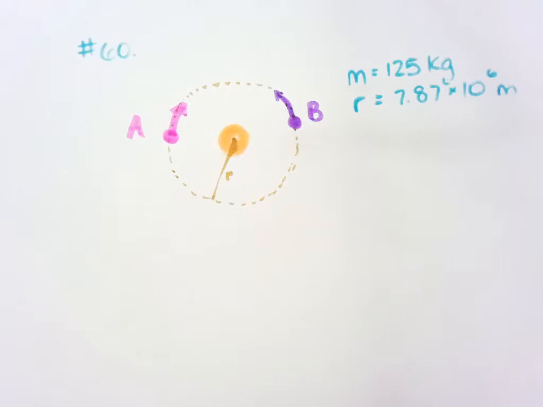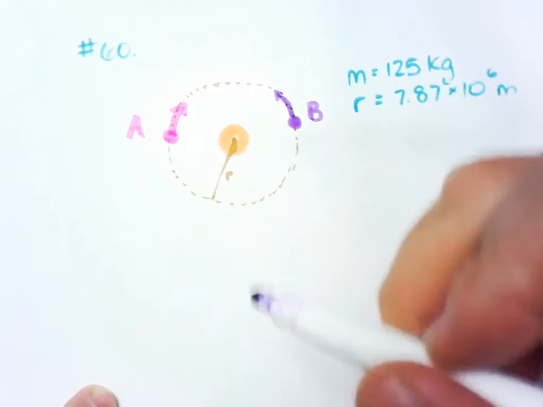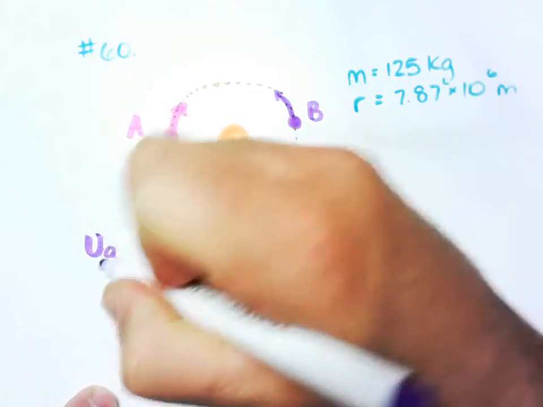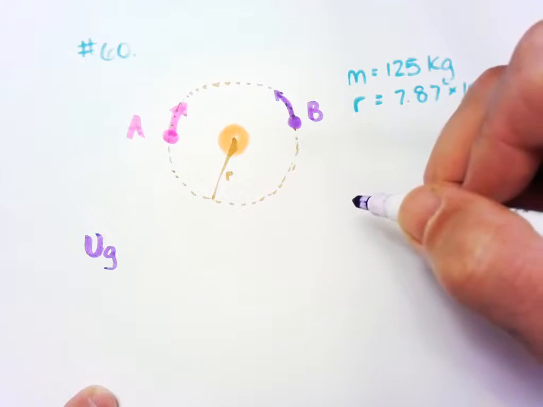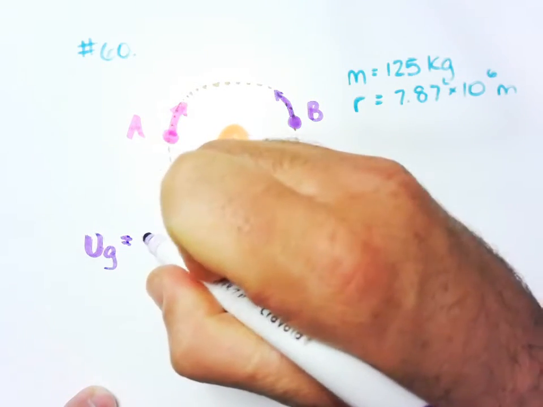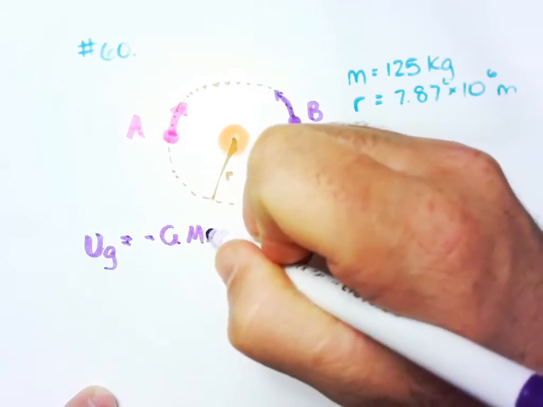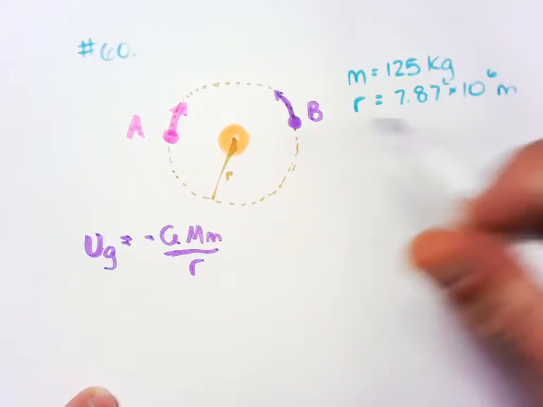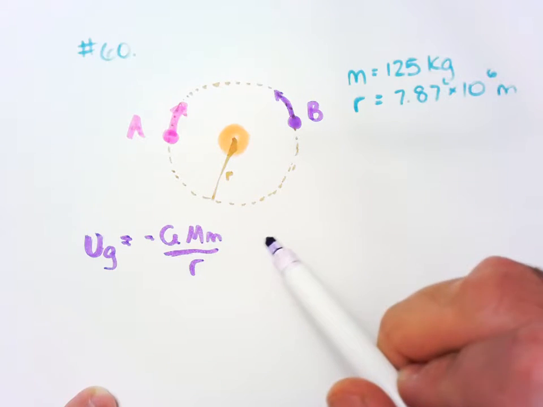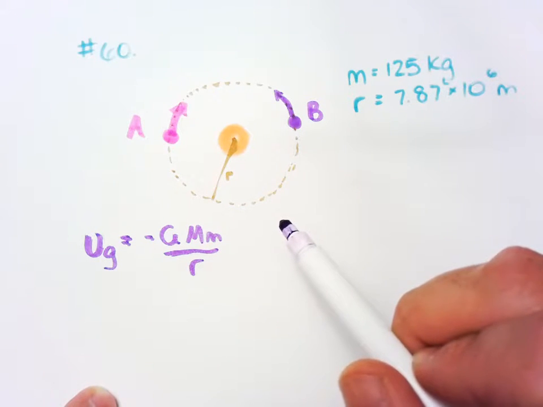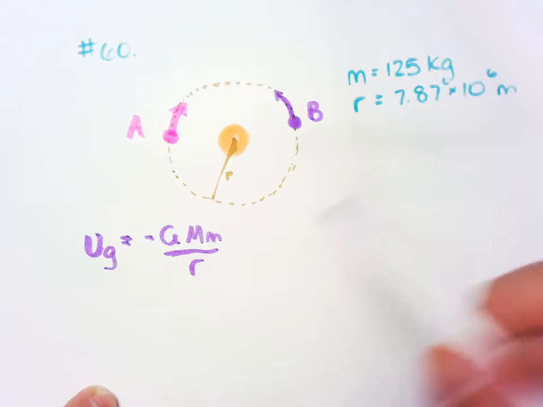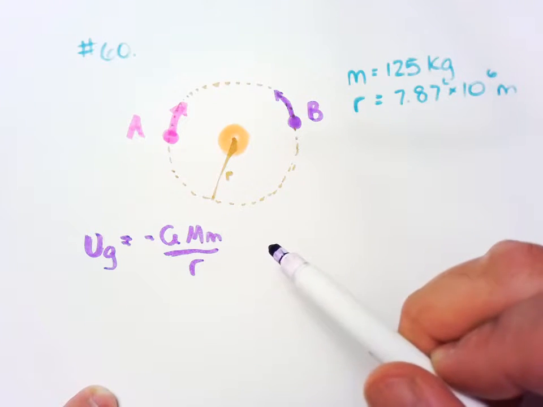From previous work done in class, and you should be able to derive some of this, the gravitational potential energy for an object can be given by negative G, big M, little m over R. That comes from dealing with an object at infinity having no gravitational potential energy. So as it approaches infinity, R increases and the value approaches 0.